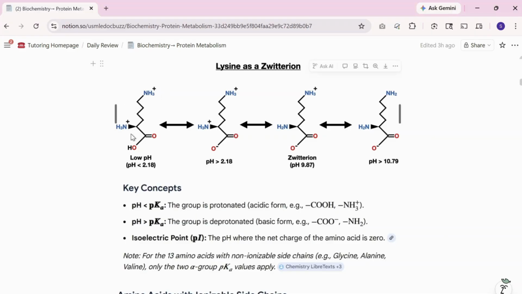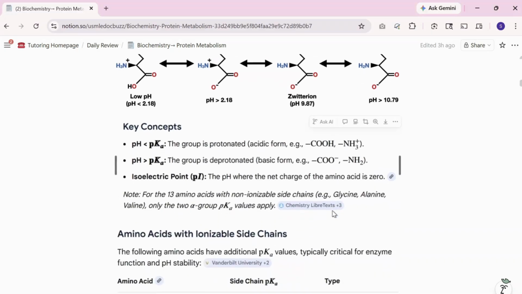Now if the pH is lower than the pKa, it means the group is protonated, which basically means it's in the acidic form. So you see protons, positive here, which means the pH of this amino acid is lower than the environment that it's in. Whereas the opposite goes where you have the basic medium, and now you see the deprotonated version.